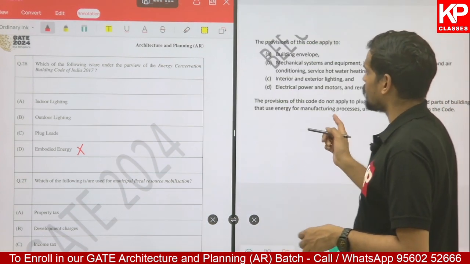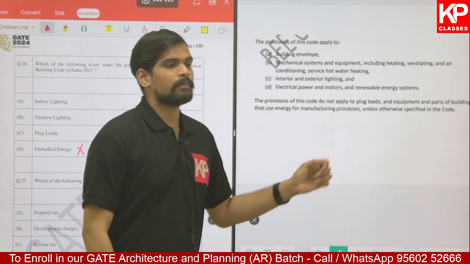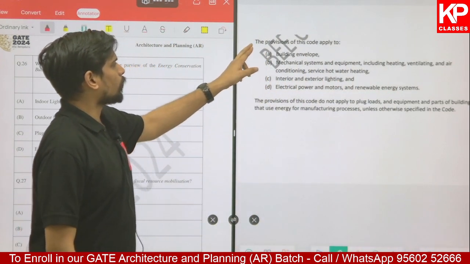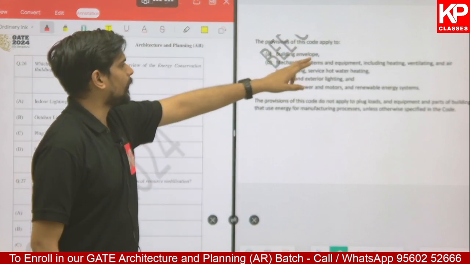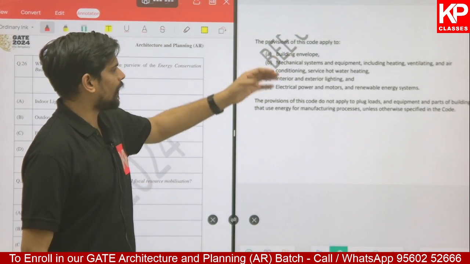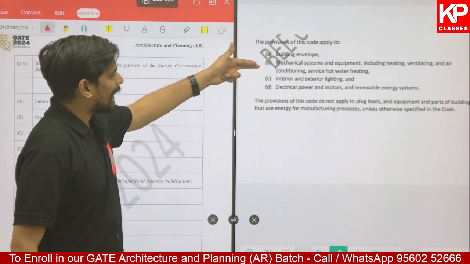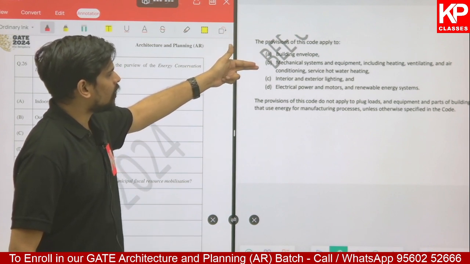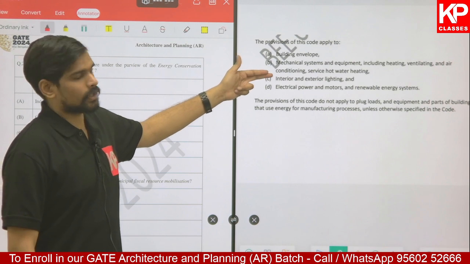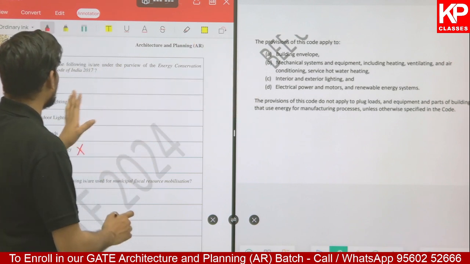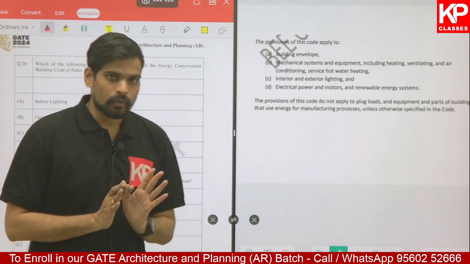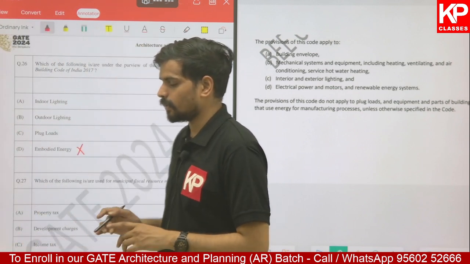If you look into the snippet taken from ECBC published by the Bureau of Energy Efficiency, the provisions of this code apply to building envelope. I told you there are four categories. You have building envelope, mechanical systems for heating, ventilation, air conditioning, including hot water. The third one is interior and exterior lighting. You can see clearly interior and exterior lighting is a part of ECBC. It is in the purview of ECBC.